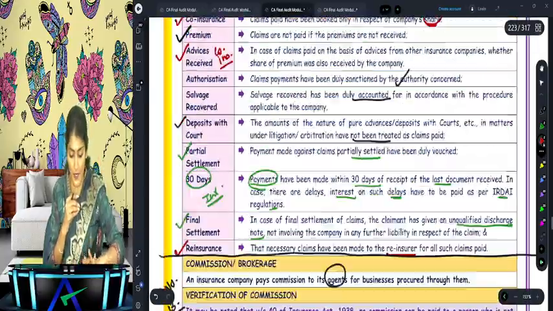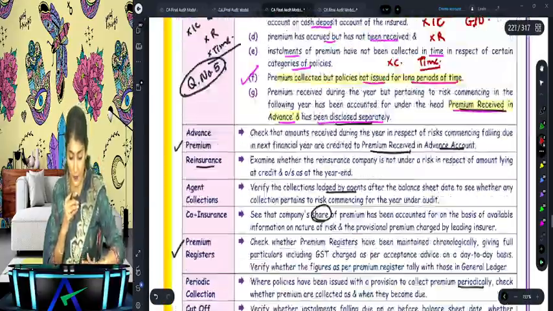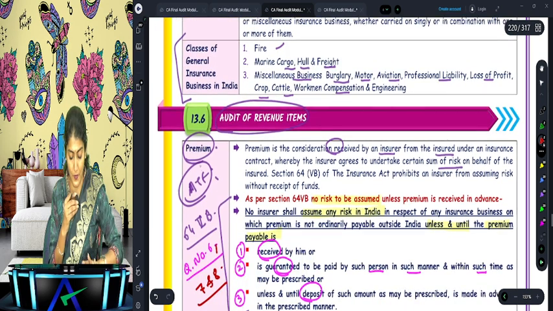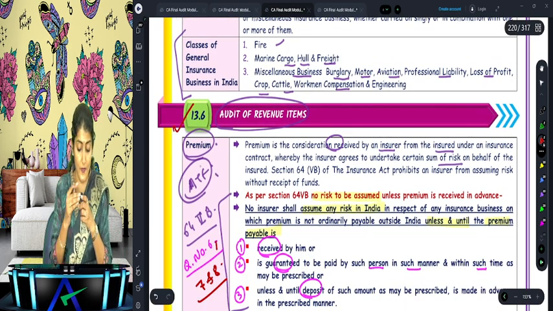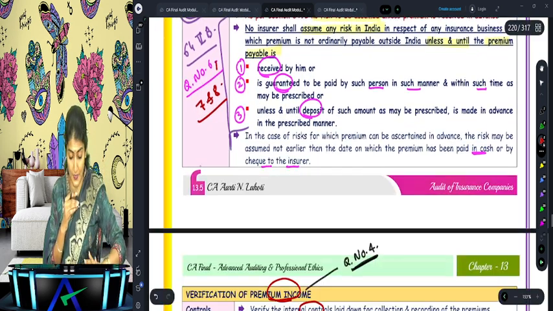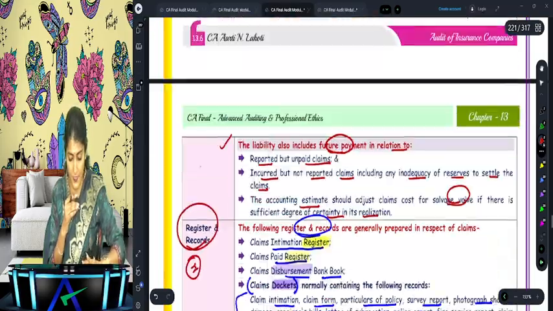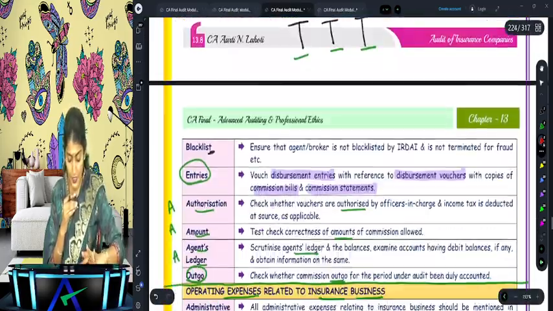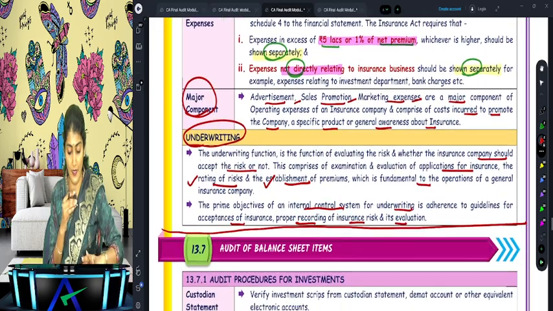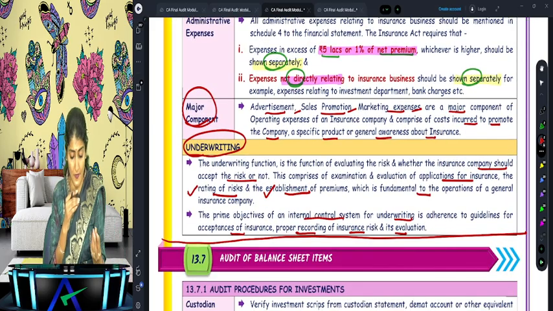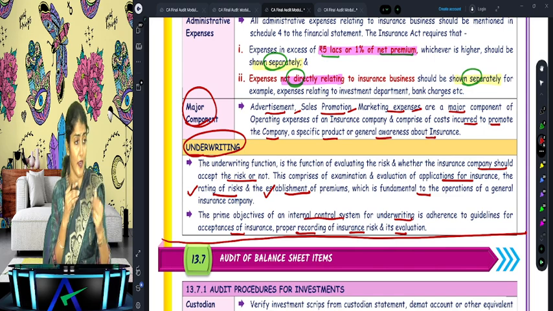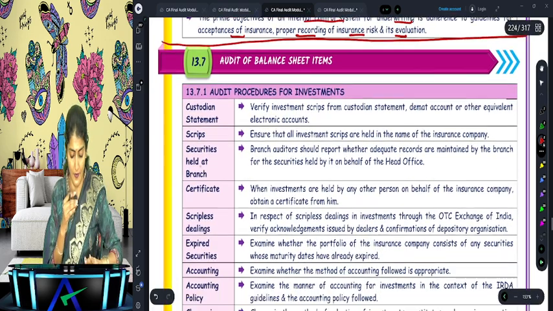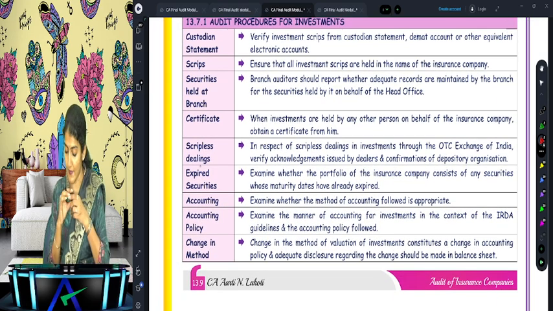So that's our discussion regarding the revenue items. What revenue items have we discussed here? Did you see this heading 13.6? It was the revenue items. So what are the revenue items we discussed? Premium, then the claims, then after the claims the commission, and then after the commission the operating expenses related to insurance business, and just two small points regarding the major components and the underwriting. So we take a break and then we shall continue.